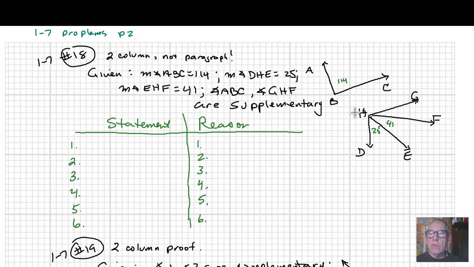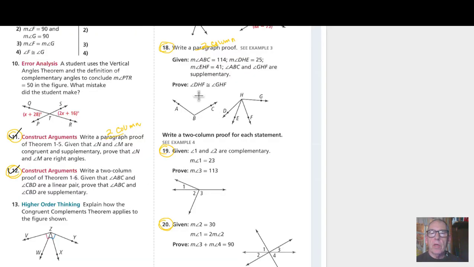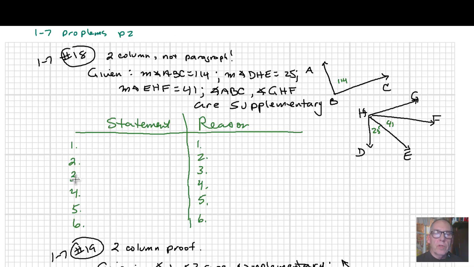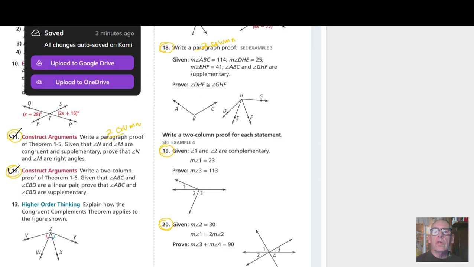And notice I'm missing something here. Like, what do I need to go for? I left the to prove part out. Duh. Let's see what we got. Prove DHF is congruent to GHF. Make sure I got that. GHF congruent to DHF. DHF congruent to GHF. Yes.